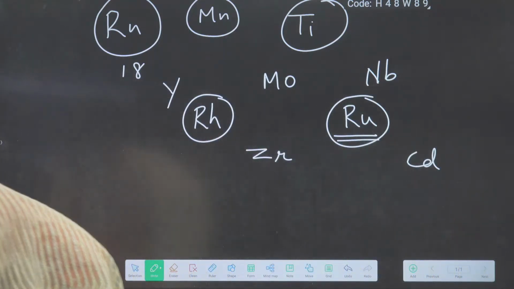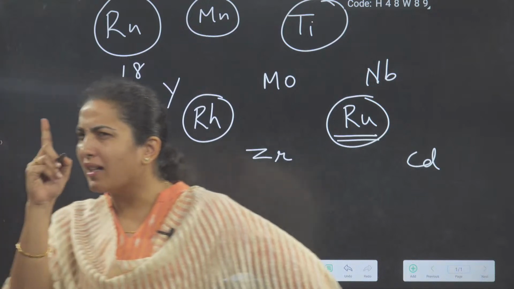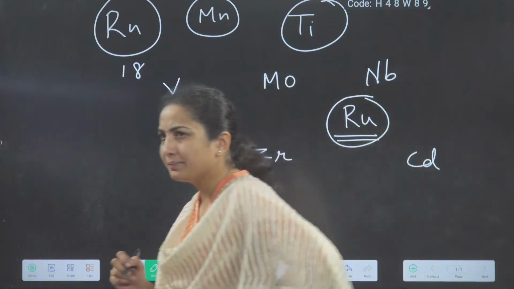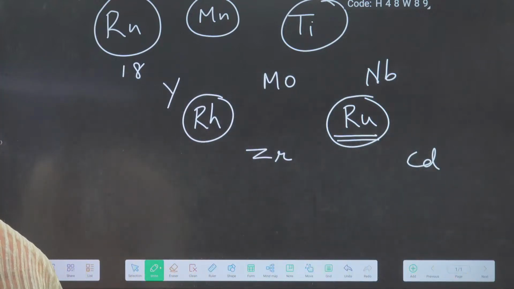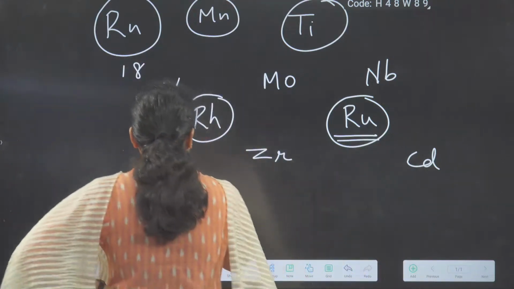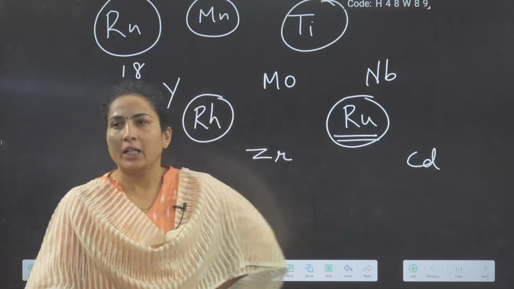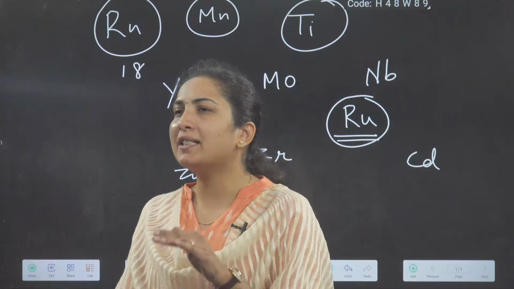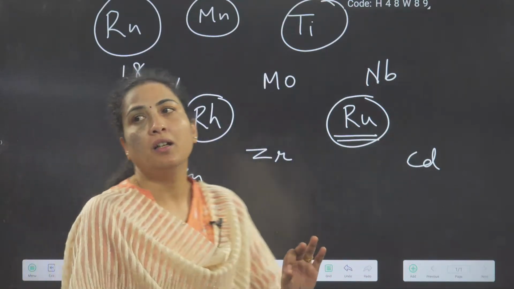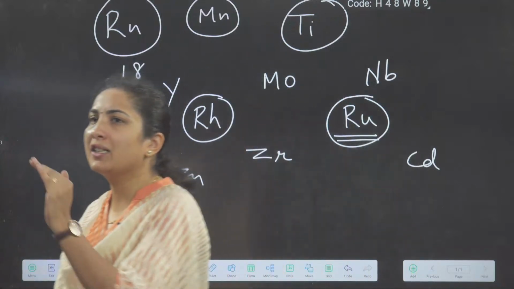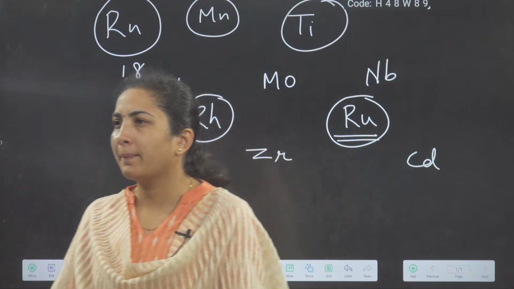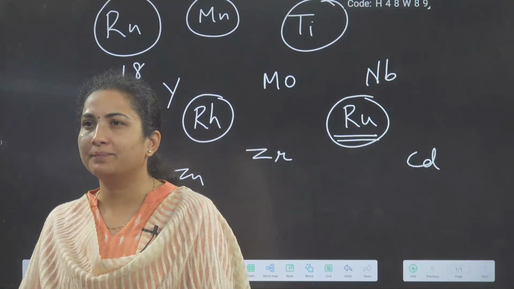Good. Now, when I go for 3D series, what is the last element there? In the 3D series, good. That is zinc. Now, one more question. 3D series elements, I am writing in which period? Tell me the period in which I am writing 3D series elements. Wonderful.